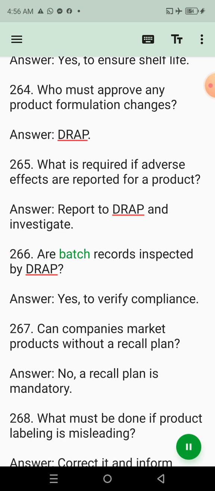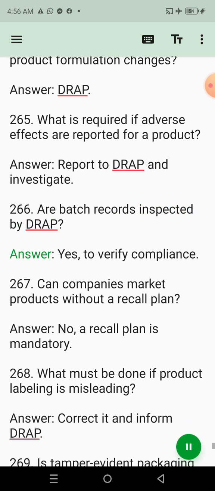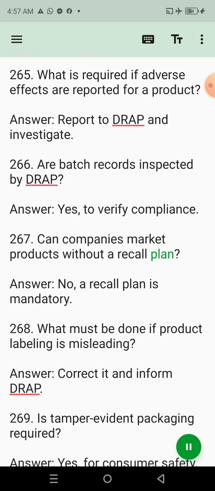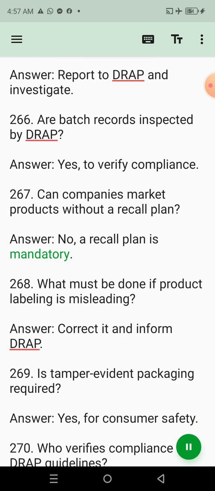266. Are batch records inspected by DRAP? Answer: Yes, to verify compliance. 267. Can companies market products without a recall plan? Answer: No, a recall plan is mandatory.